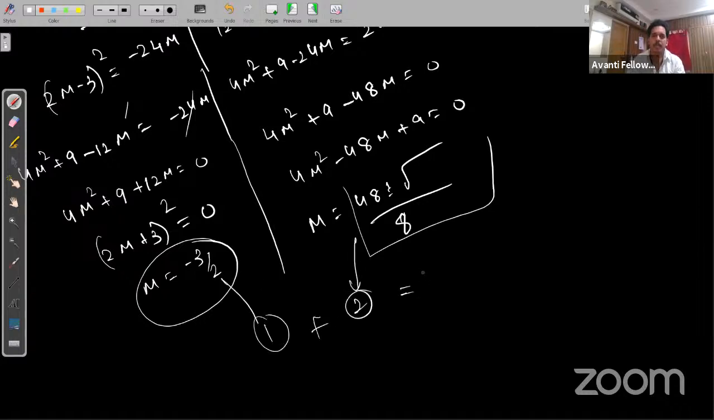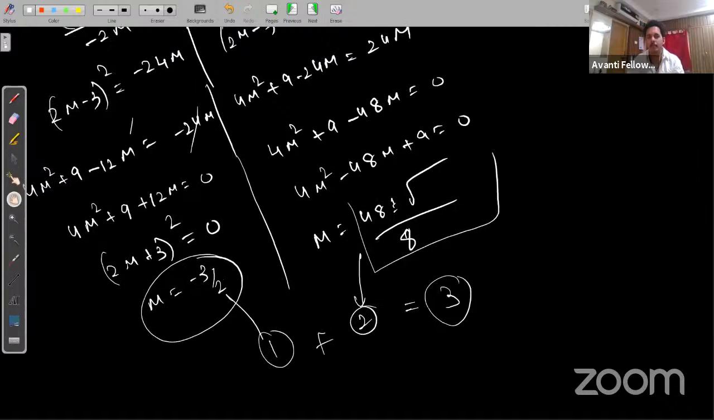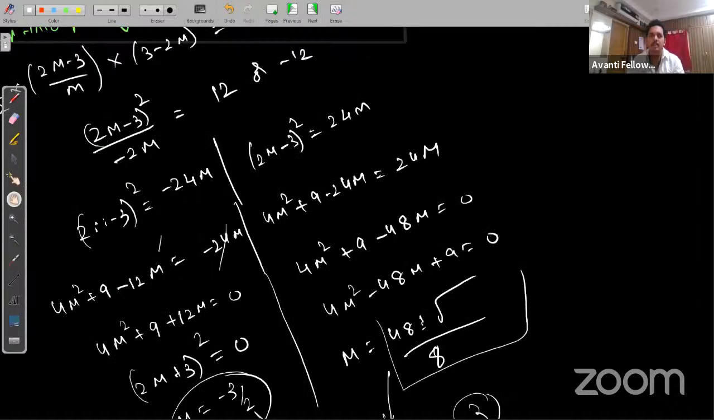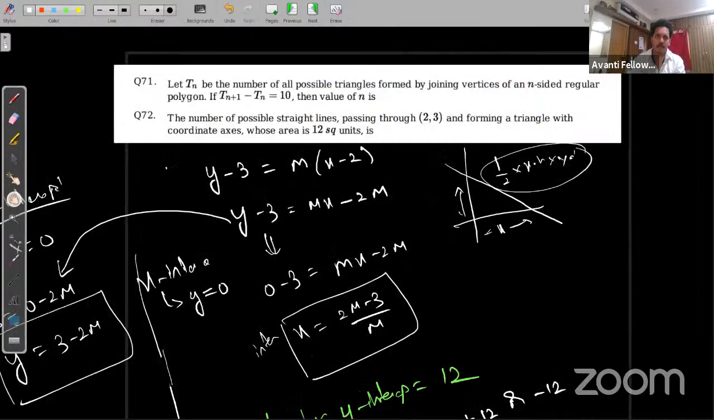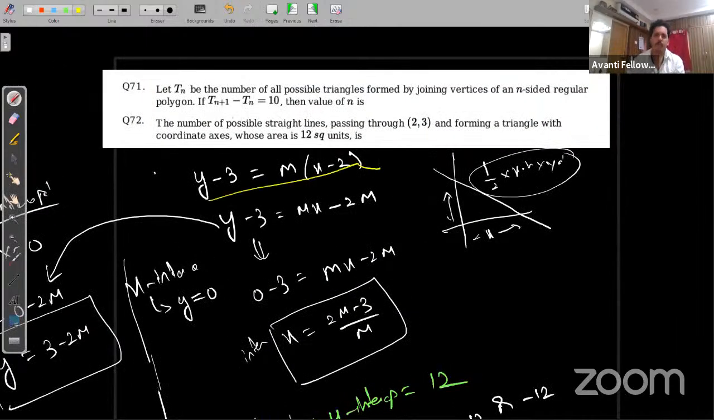So in total, how many different values of m are you getting? You are getting three values of m. For three values of slope, how many straight lines will we get? Three straight lines. If you substitute the three slopes, we'll get three straight lines. So the number of possible straight lines is three. That is your answer. Okay, understood? Clear?